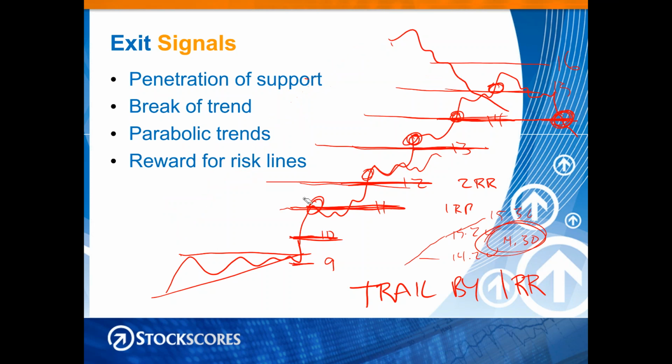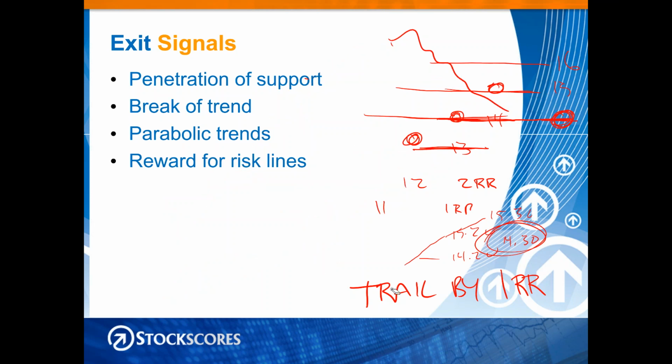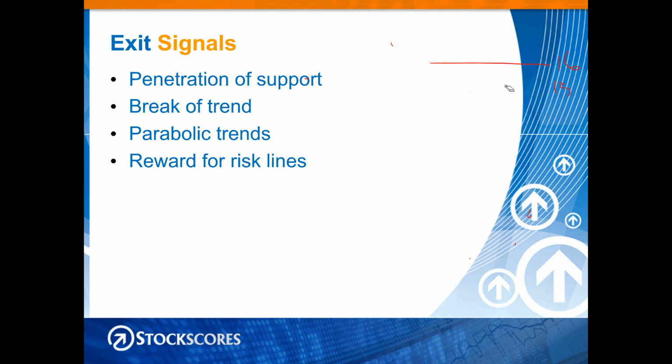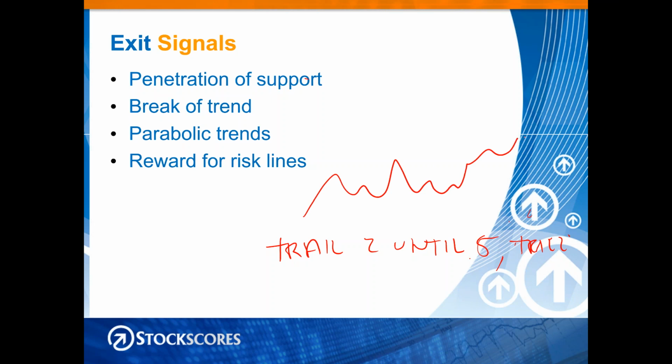Okay, so we exit stocks based on these reward for risk lines, and every strategy has a different set of exit rules. When I'm day trading, the most profitable thing to do is just hold until the close, not even use RR lines. Still use a stop, but not use RR lines. When I'm swing trading, usually I use something called trail by 2 until 5, and then trail by 1. In other words, give it some room early in the trend, but once the trend is cooking along, then have a more aggressive exit strategy, trailing by 1.